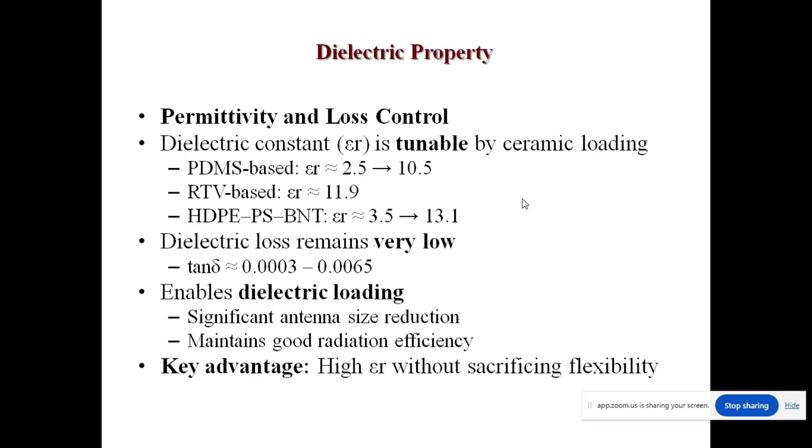And the loss tangent is very low. That is the advantage of going with this nano ceramic material. It is 0.003, a very low value because of the nanomaterial inclusions. It enables dielectric loading, which is also done. The key advantage is high permittivity without sacrificing flexibility. That is the advantage of using this material for patch antenna design.